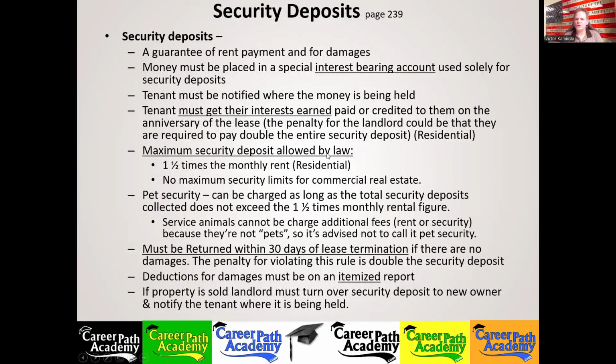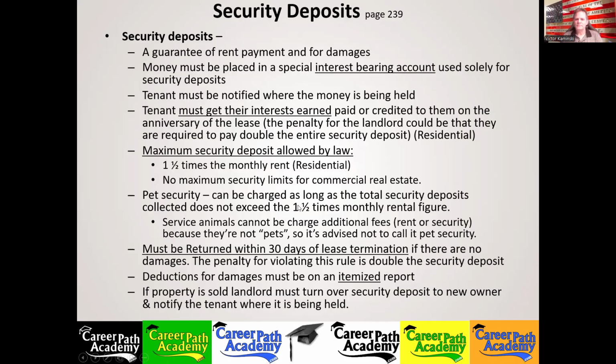Now, the maximum security deposit we're allowed to charge by law is 1.5 times the monthly rental figure. There's no maximum security limit on commercial property. They can charge as much for security deposit as they want. As a matter of fact, 3 months is pretty common, but it could be 6 months even.